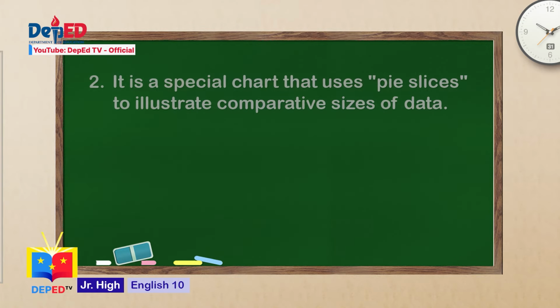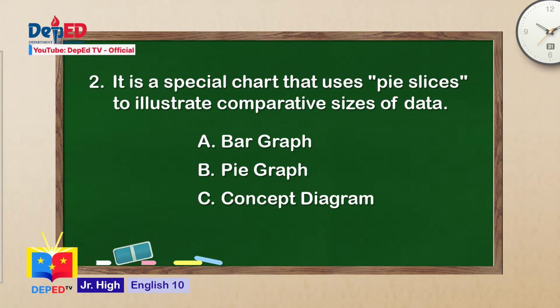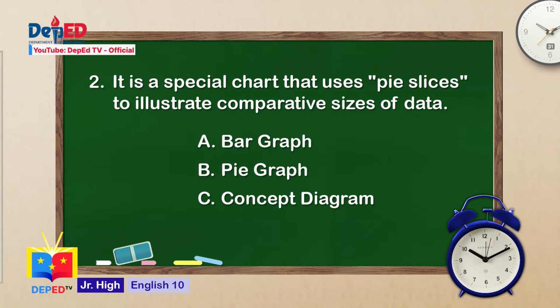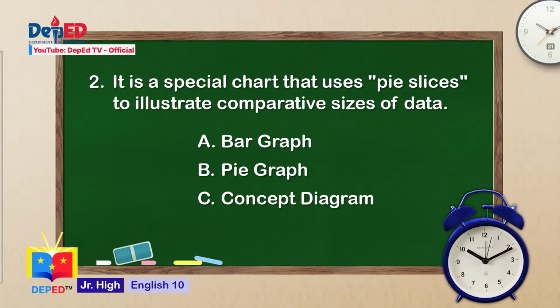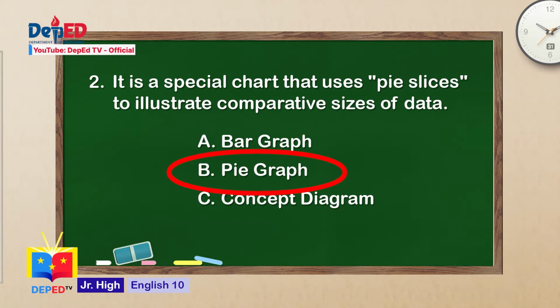Number 2, it is a special chart that uses pie slices to illustrate comparative sizes of data. Is it letter A, bar graph, B, pie graph, or letter C, concept diagram? Of course, it's letter B, pie graph.